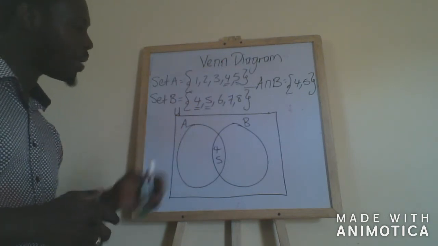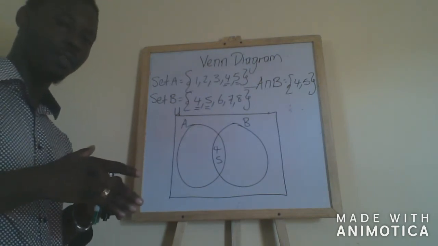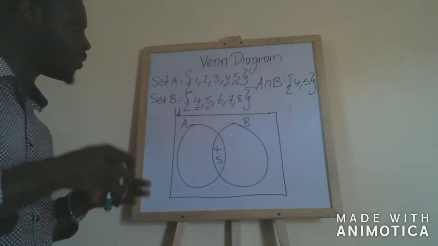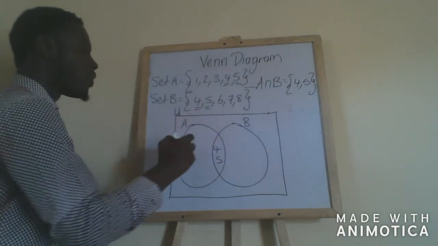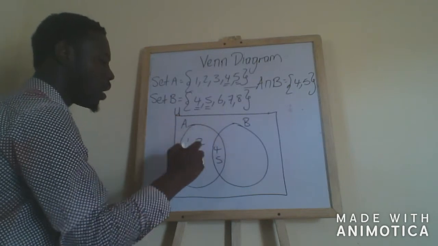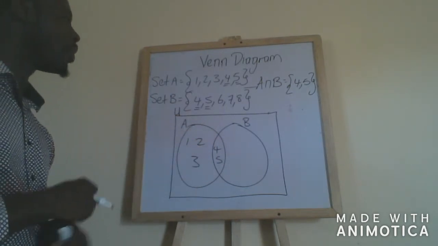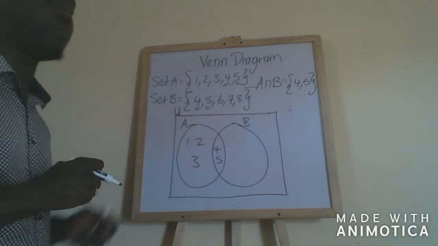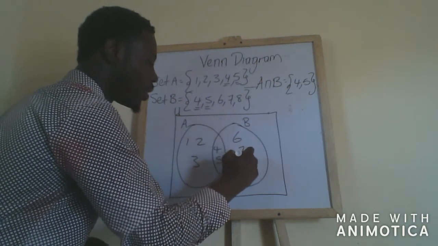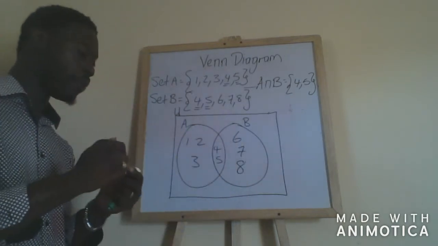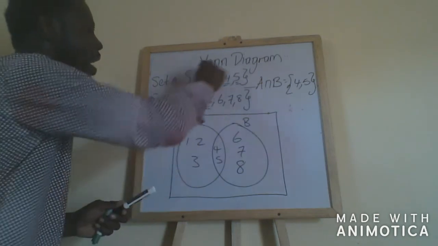So because the elements are already there, we are going to keep the members where they are already in the set. So we are just going to list the remaining members of set A, which is 2 and 3. There we have 1, 2, and 3. And then we're going to list the remaining members of set B, which would be 6, 7, and 8. And here we would have our set. This is what we call our Venn diagram.